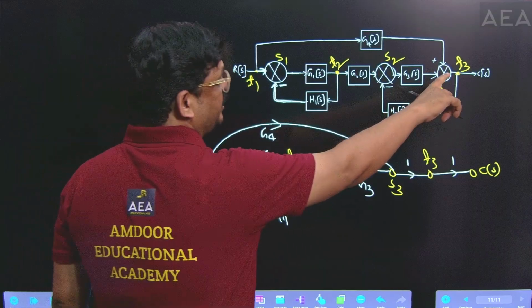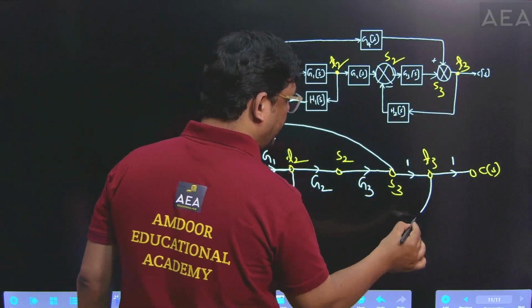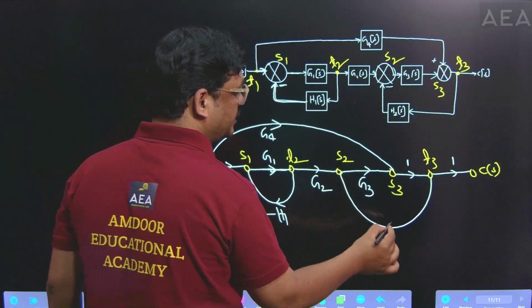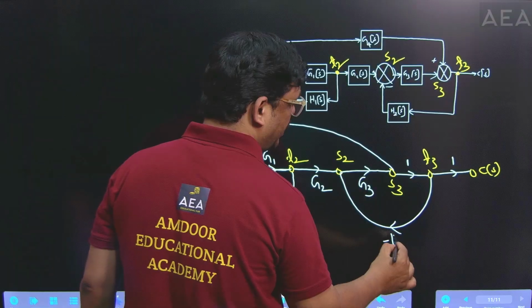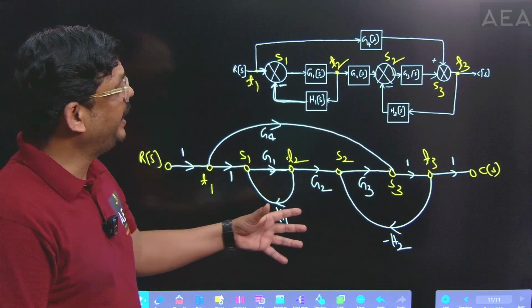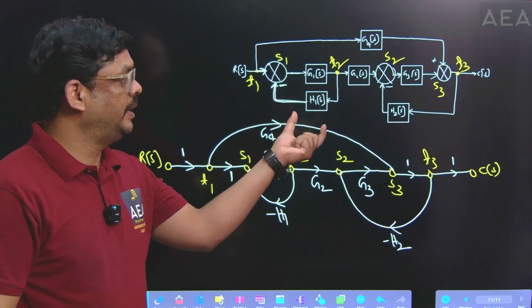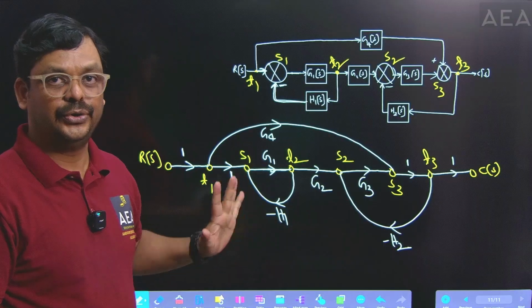Similarly, one more path is defined here, T3 to S2. Draw like this, and the gain of this one is H2. The minus symbol is there, so write minus H2. So finally, I have replaced the complete block diagram by the signal flow graph.